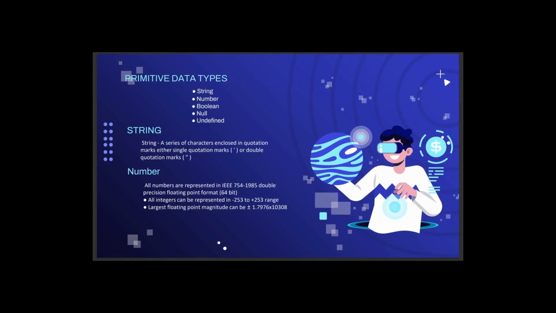Let's see about data types. There are two types of data types. One is primitive data types, another one is non-primitive data types. Let's see about primitive data types. Primitive data types consist of string, number, boolean, null, undefined.